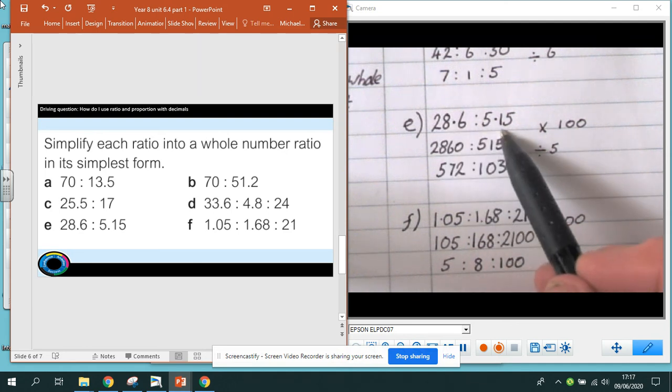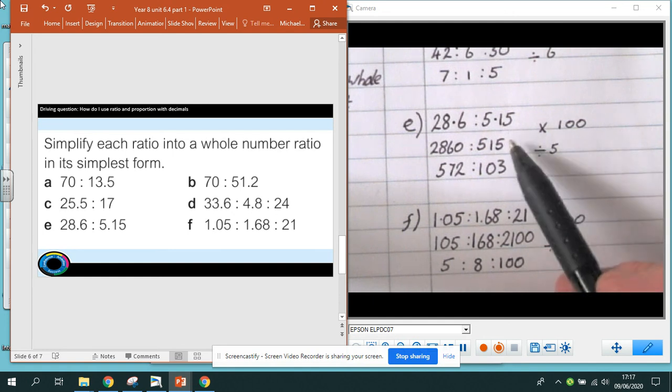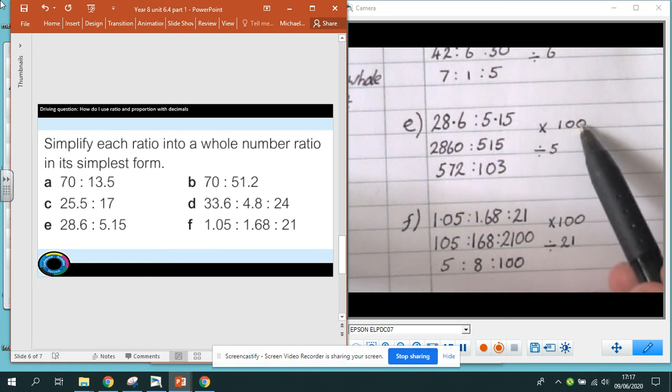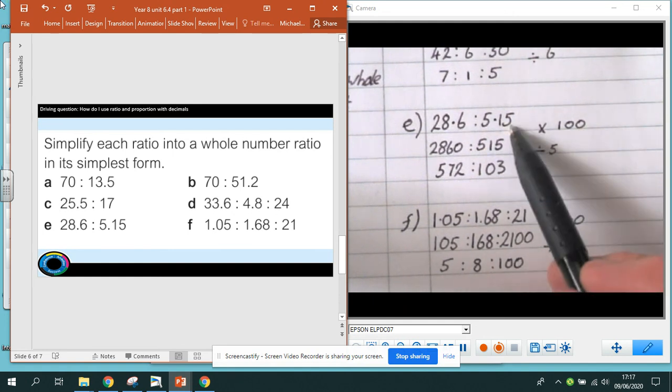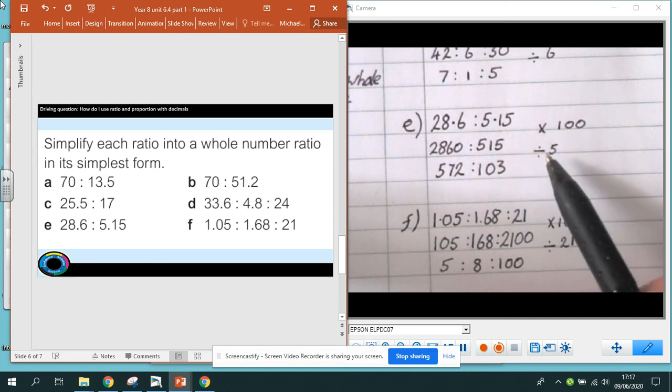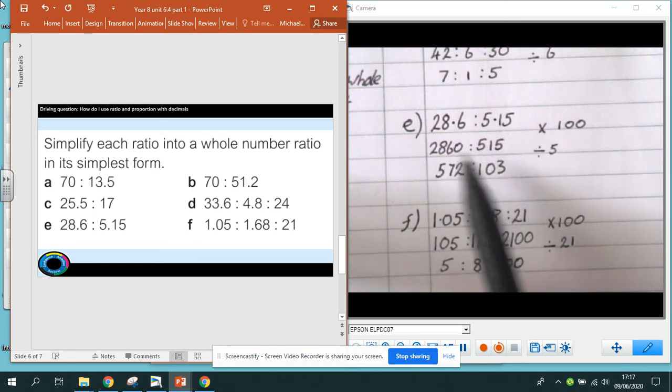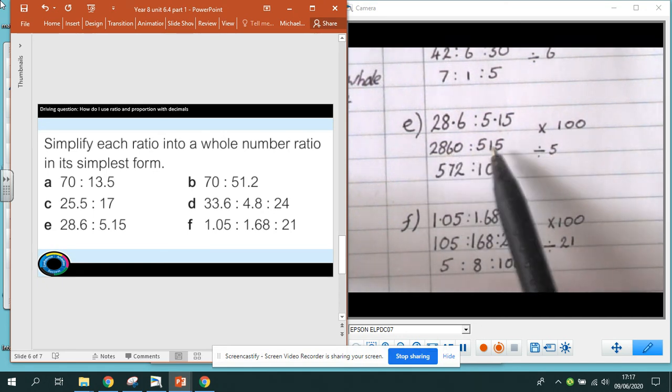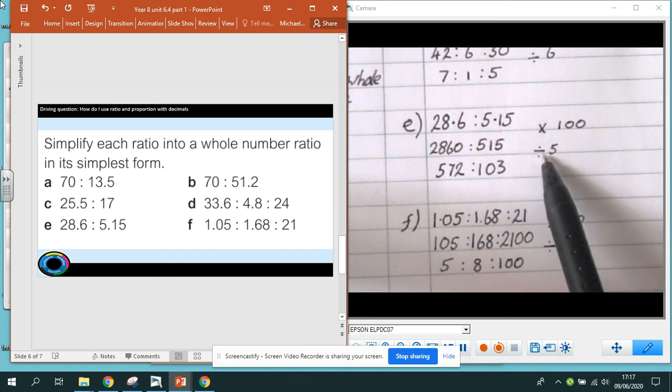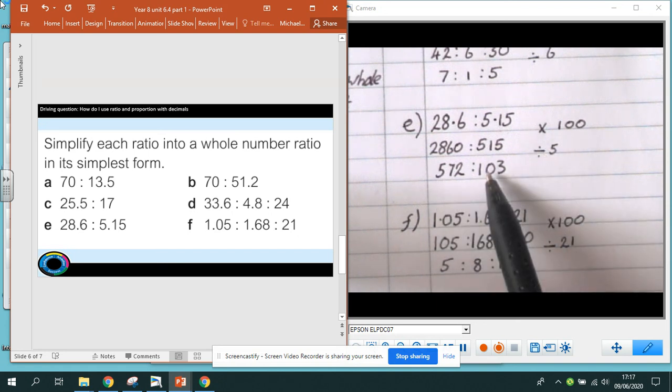28.6 and 5.15. Now I've got two numbers after the decimal point here, so to make this one work, I had to multiply it by 100 to turn this into a whole number, which gave me these numbers. Again, because they end in a 0 and a 5, they're divisible by 5. When I did that, I got these.